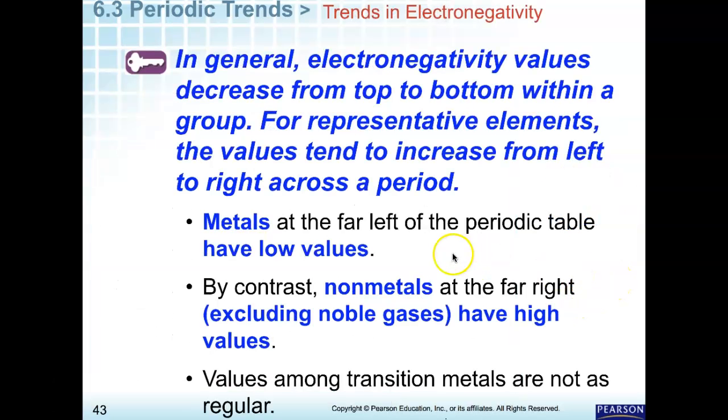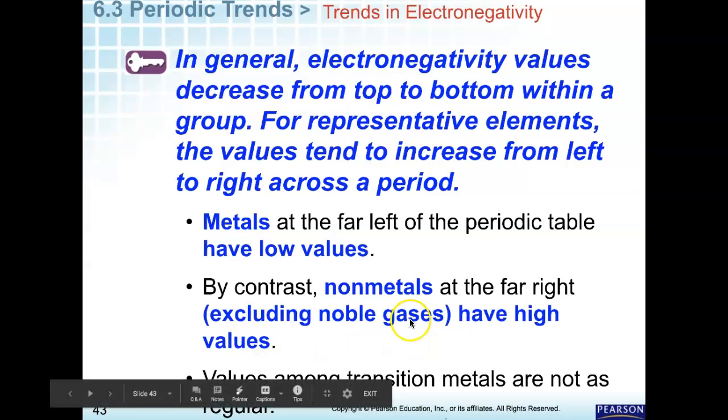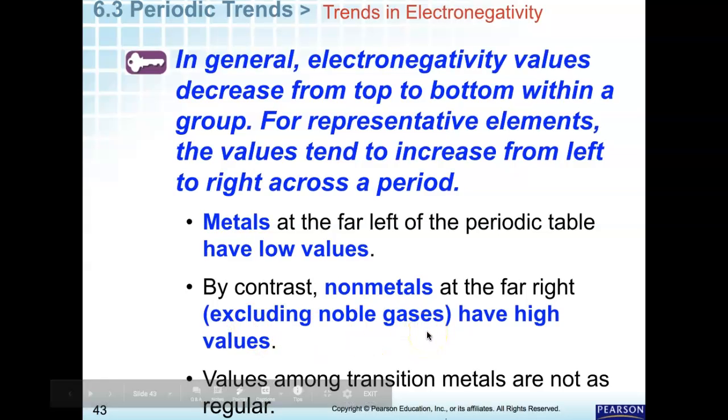So generally, metals have low values and nonmetals have high values. Now, if you notice, I put excluding noble gases. Noble gases are stable. Because they are stable, they really have no desire to gain electrons or even lose electrons for that matter. Electronegativity values are usually considered 0 Paulings for noble gases because they're already stable.